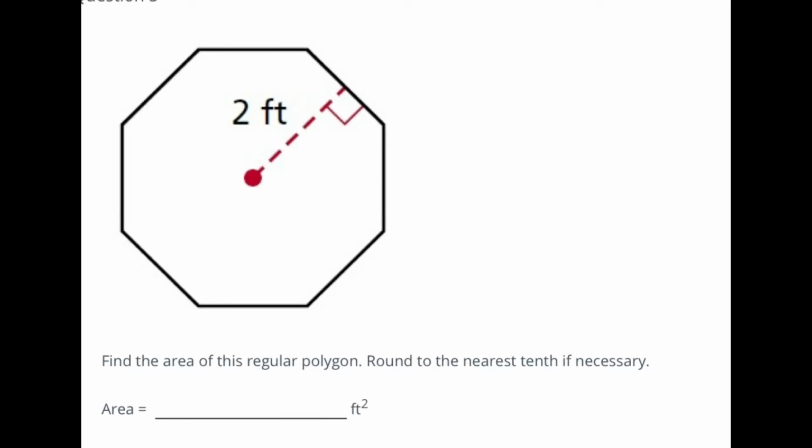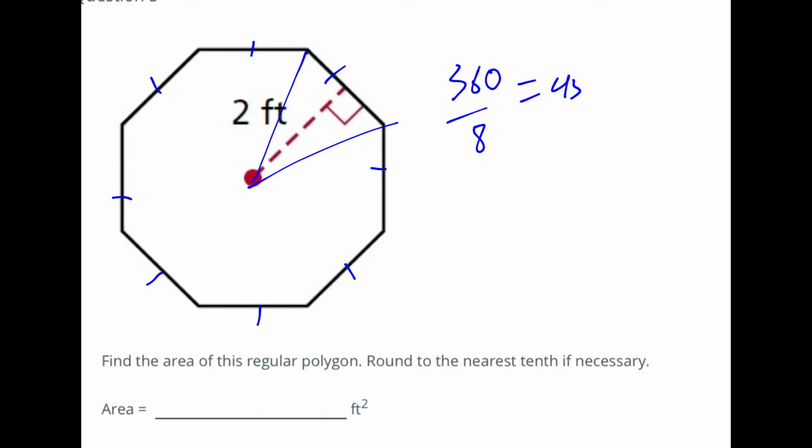Number 5, same thing. We count the number of sides: 1, 2, 3, 4, 5, 6, 7, 8. So the central angle for this triangle is going to be 360 divided by 8. So we're looking at 45 degrees. And since we are only looking at half of that, we're going to be looking at 22.5 degrees. And this is 90. And the 2 feet is the apothem. And we want to figure out x, the base.